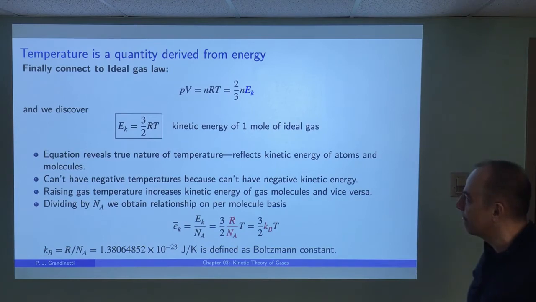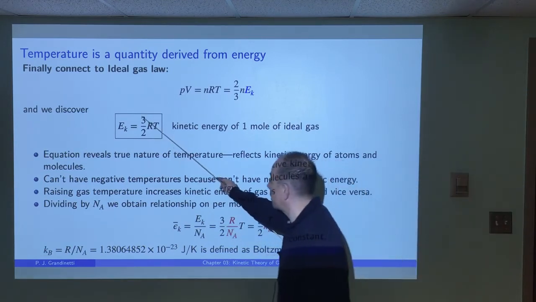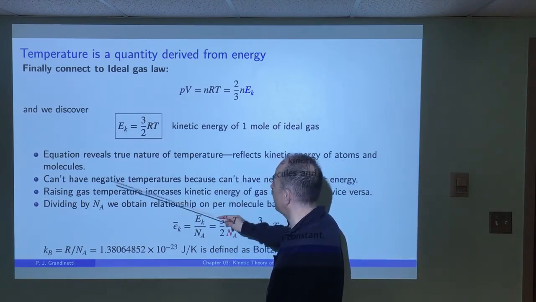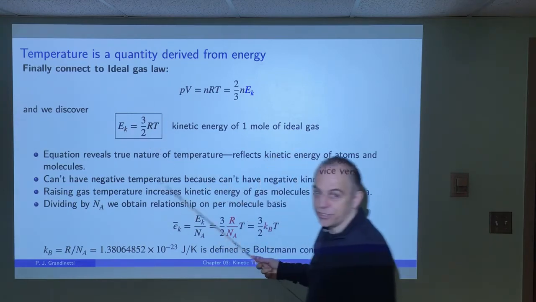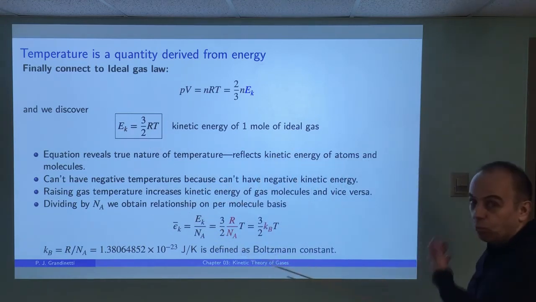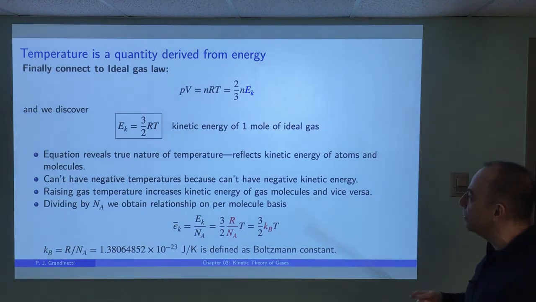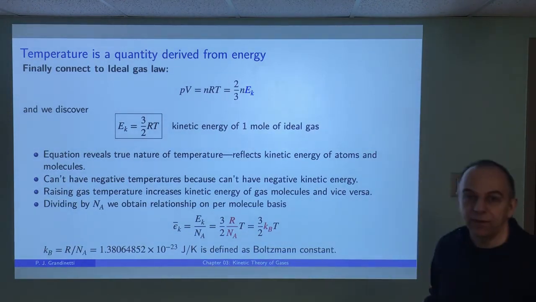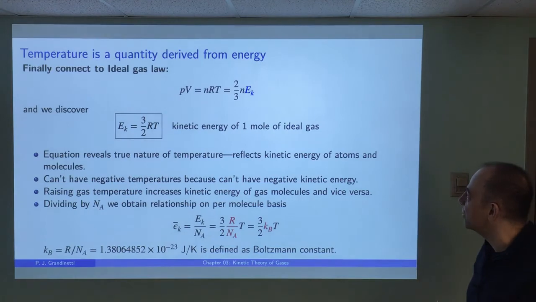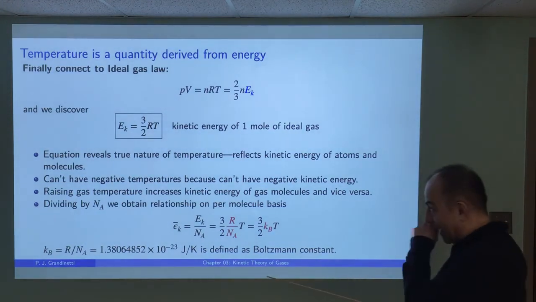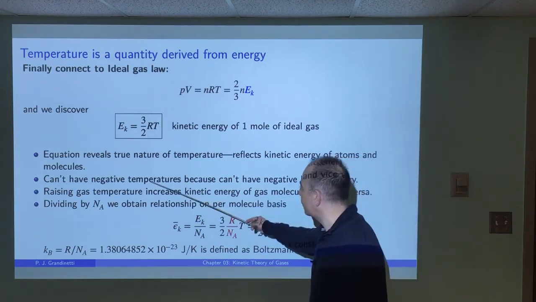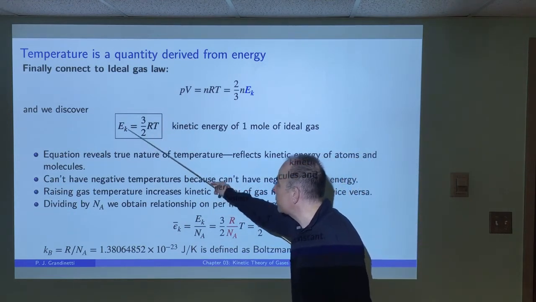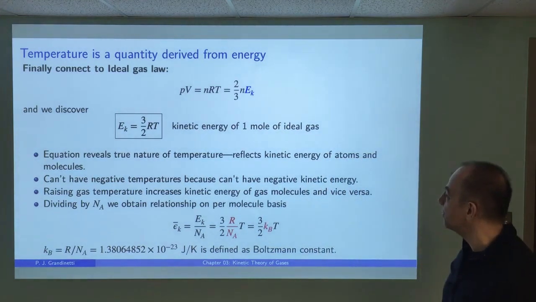So this is a constant, R is a constant, so the only things relating kinetic energy and temperature are just constants, so they're actually one and the same. So the true nature of temperature is that it's simply a reflection of the kinetic energy of the gas molecules. This also tells us why we can't have negative temperatures, on a Kelvin scale, of course, because you can't have a negative kinetic energy.